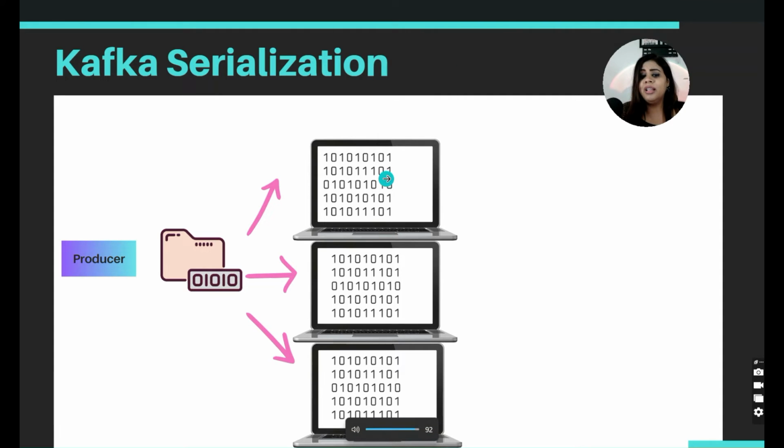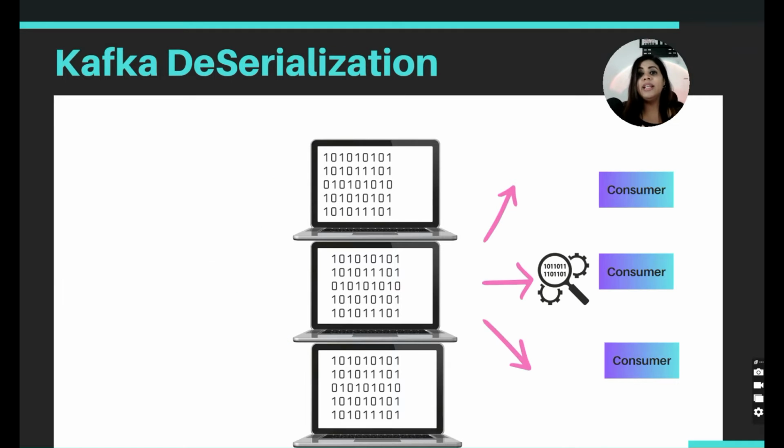When the data is actually stored on the broker machine, it is stored in the form of binaries. But when the data is consumed by the consumer application, it is the responsibility of the consumer application to first convert the data from zeros and ones into the original form, and that conversion process is called deserialization. So serialization is done at the Kafka producer and deserialization is done at the Kafka consumer.